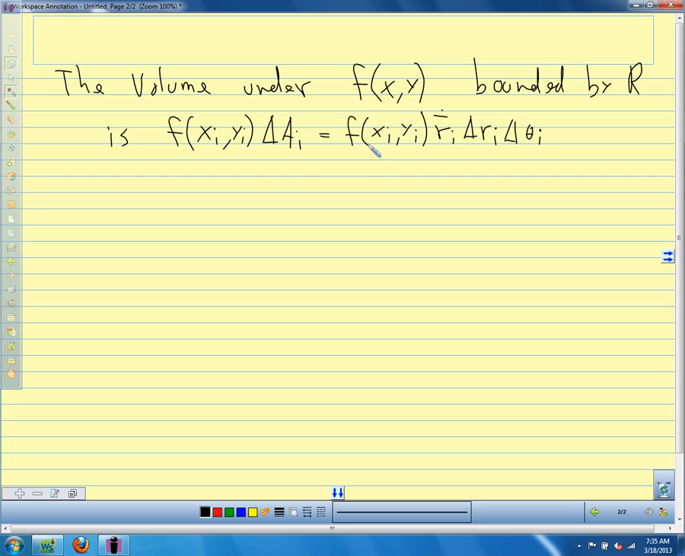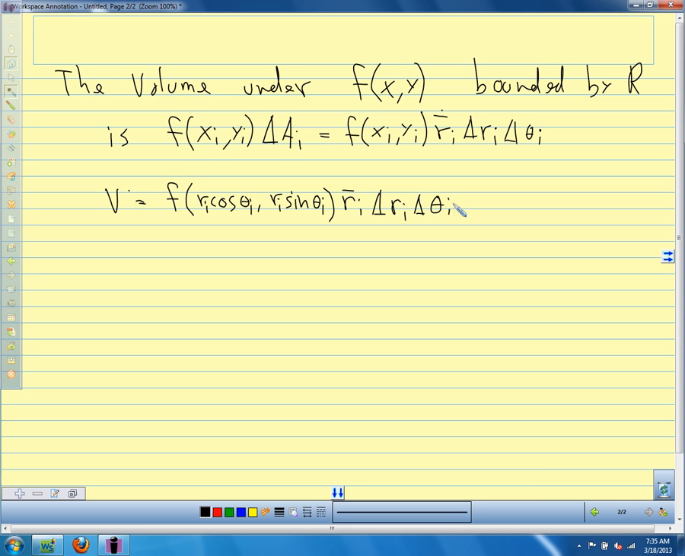And if we express our function in polar coordinates, we convert our x's and y's to polar coordinates, we're going to say that the volume is f of r cosine theta, r sine theta, and this should be r sub i and theta sub i, because we're looking at each little region, times the average radius in that region, times delta r sub i, delta theta sub i.